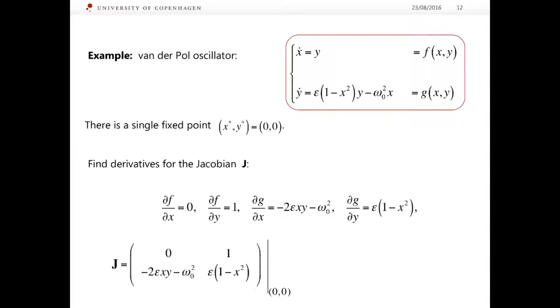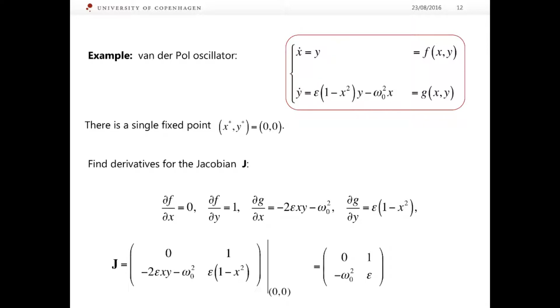We need to find the values of the derivatives at the fixed point at 0, 0. The first row contains the constants, so it stays as it is, and only the second row in the Jacobian depends on x and y. Consider the second row the first element. This element has two terms. In the first term, we substitute x, y equal to 0, and this term disappears, so we are left with minus omega naught squared, which is a constant, so this looks correct.